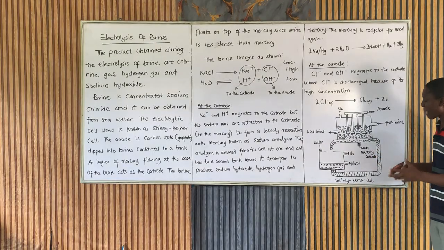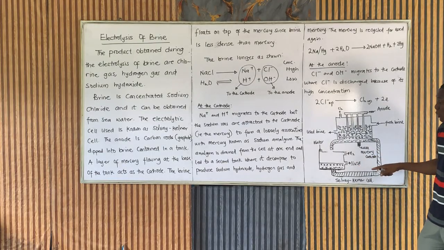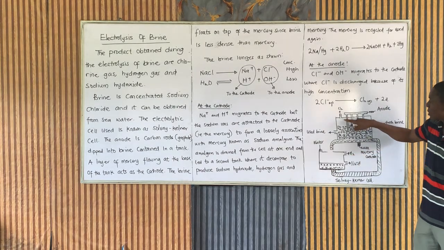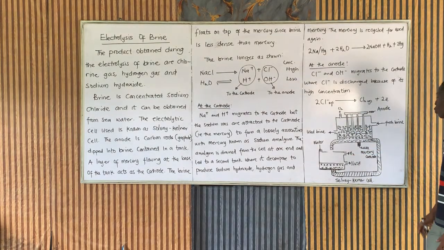So in the electrolysis of brine, we can see that sodium hydroxide is produced, hydrogen gas is produced, and then chlorine gas is also produced. So that's that about that. All you just need to do is to connect this cathode to a cell and the anode to a cell, and that's just all about electrolysis of brine.